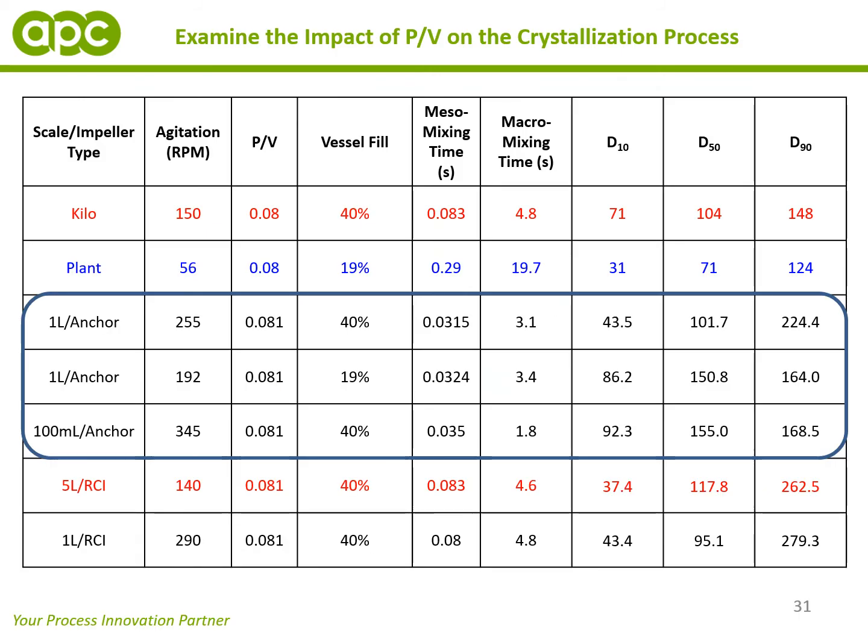Similarly to the first case study, we looked to match the P/V that was being delivered on the kilo scale and the plant scale, in order to understand if this had an impact on the final PSD, and could potentially be used as a scale-up criterion. What's shown here is a summary of a number of different runs across scales and impeller configurations, all carried out at the same fixed P/V. What was readily apparent was that even when the P/V was being matched, the final D90 was still quite variable, and there didn't seem to be any trend with respect to P/V.